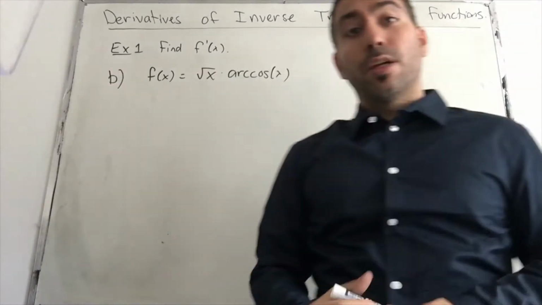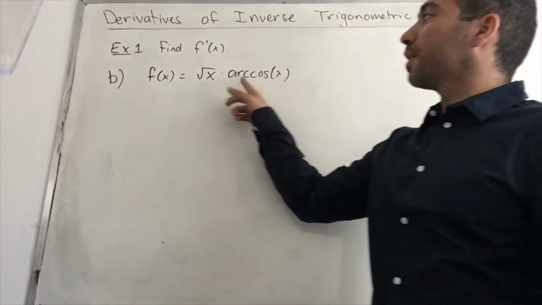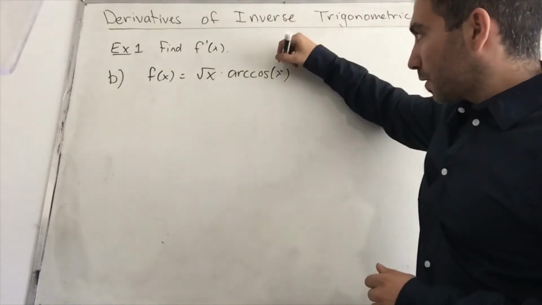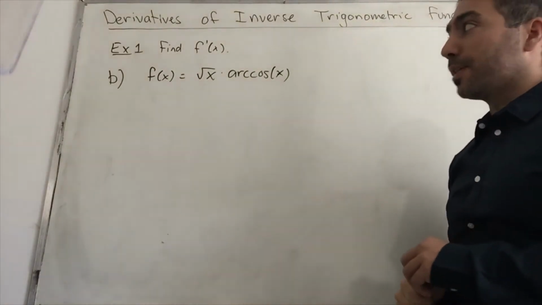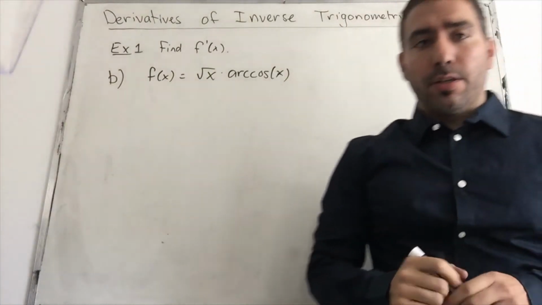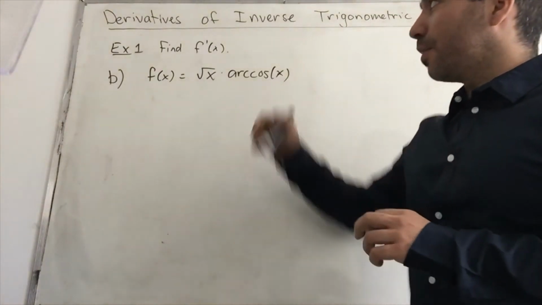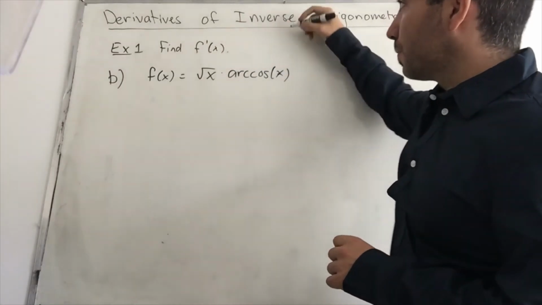And that's the derivative. In this second example, we're asked to find the derivative of the square root of x times arccos of x. I urge you to pause the video, try this on your own, and see if you can get the same answer as me. The thing you have to catch here is that this is a multiplication of two functions, so we have to apply the product rule.